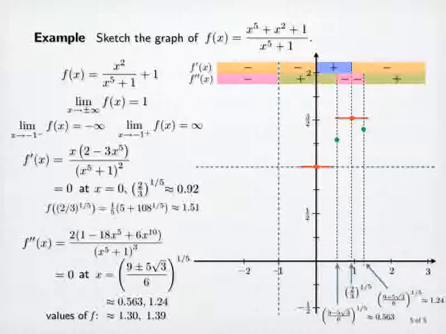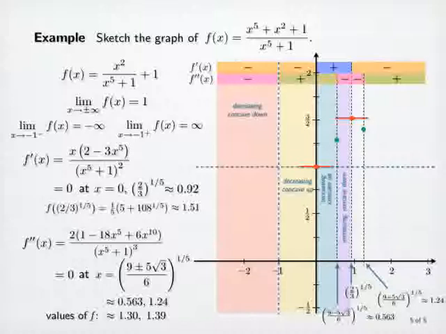So, on the interval from minus infinity to minus 1, f of x is decreasing and the graph is concave down. Between -1 and 0, f of x is decreasing and the graph is concave up. Between 0 and the smaller root of f double prime, the function is increasing and the graph is concave up. Between the smaller root of f double prime and the critical point at the fifth root of 2/3, the function is increasing and the graph is concave down.